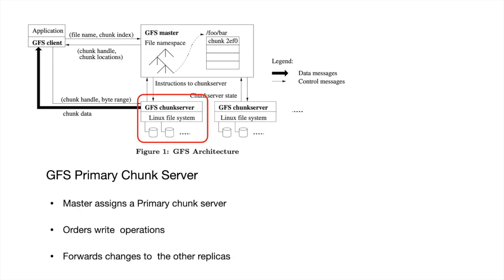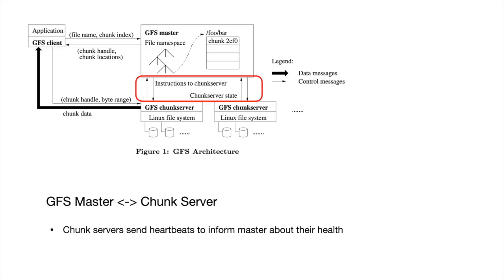For writes, the master assigns a primary chunk server, the one in charge. It grants this server a lease, which is basically a time-bound permission to coordinate the write. The primary orders the write operations, then forwards the changes to the other replicas to make sure all copies stay in sync. To keep track of everything, chunk servers regularly send heartbeat messages to the master, like saying, "Hey, I'm alive and I have chunks A, B, and C." If something fails, the master notices quickly and can automatically create new replicas elsewhere.